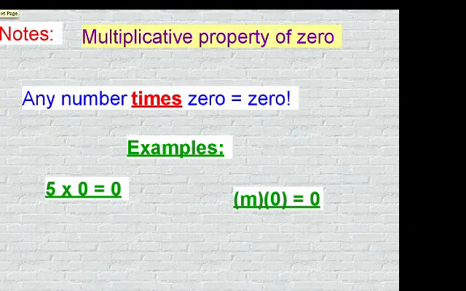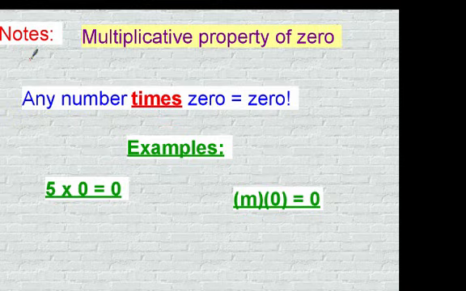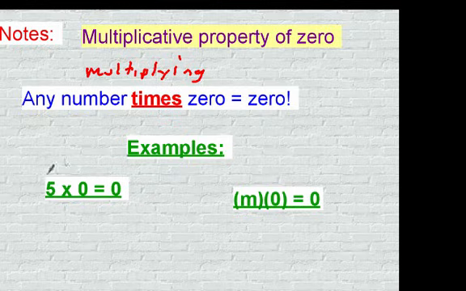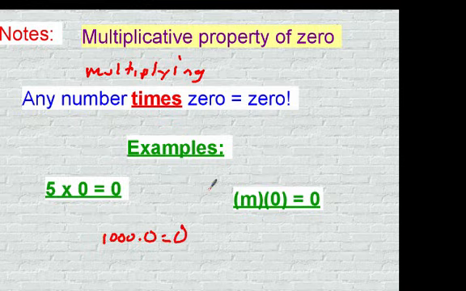And our final, not our final property, I'm sorry, I skipped one. Next property is the multiplicative property of 0. And this only works for multiplying. And it's very simple. It says that any number times 0 equals 0. So like 5 times 0 equals 0, m times 0 equals 0, 1,000 times 0 equals 0. Any number times 0 equals 0.